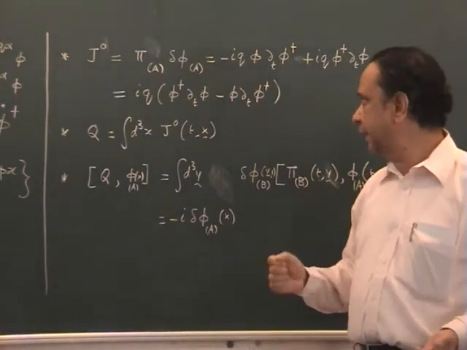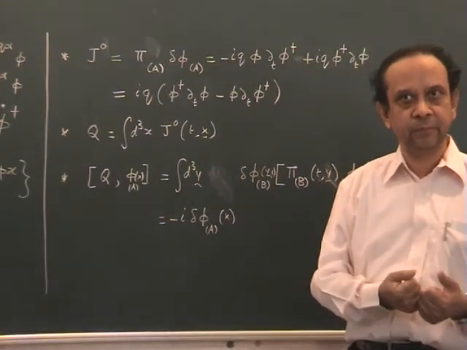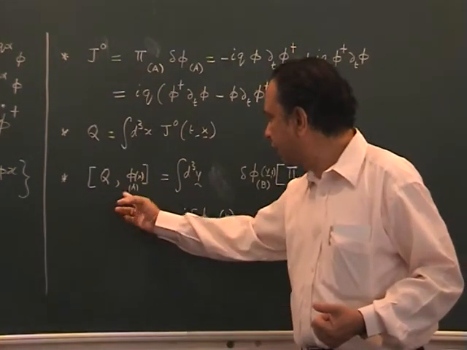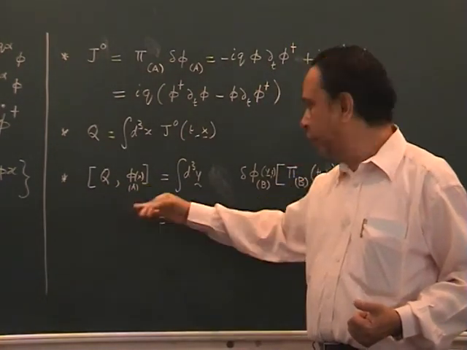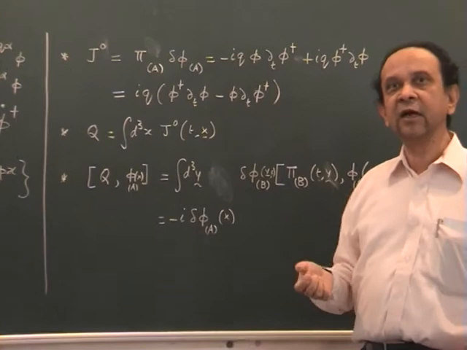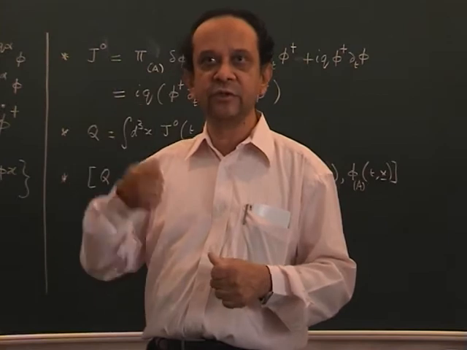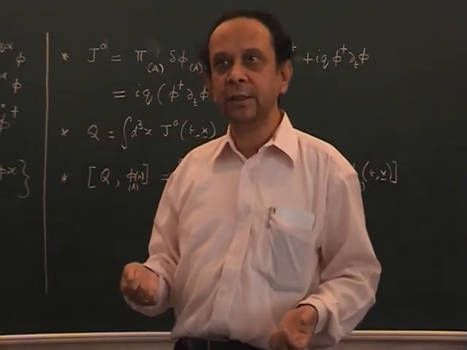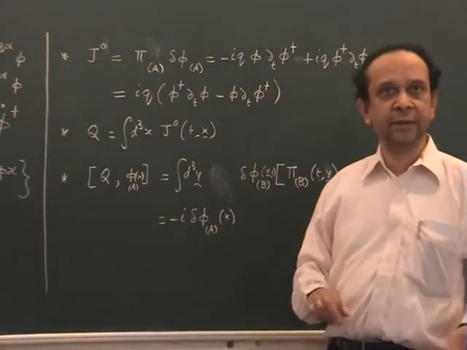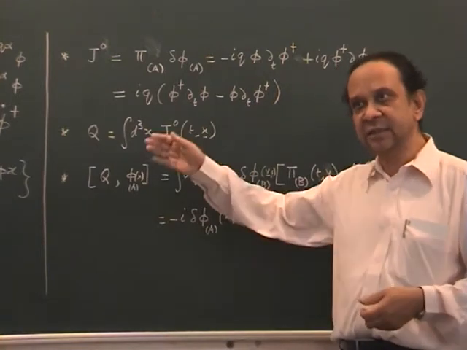What it tells you is that you can think of this Q as a generator of a symmetry transformation. So the generator of a symmetry transformation, when commuted with an operator, produces the change in that operator. For example, if you think of time translation, the generator of a symmetry transformation which you think of as time translation would be the Hamiltonian. So the Hamiltonian, when it commutes with some object, will give you the change in that object, a time rate of change in that object. Similarly, if you think of spatial translation, the same thing applies.